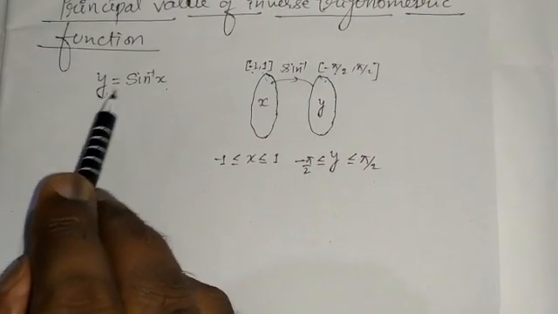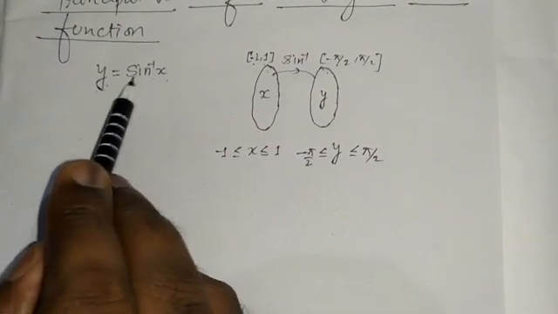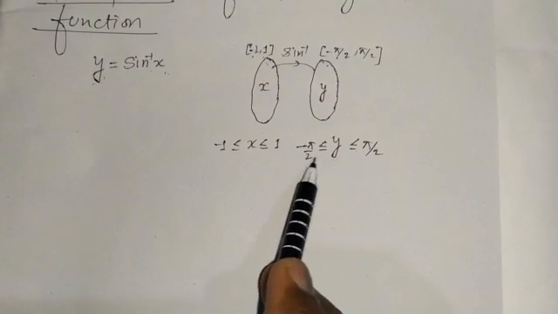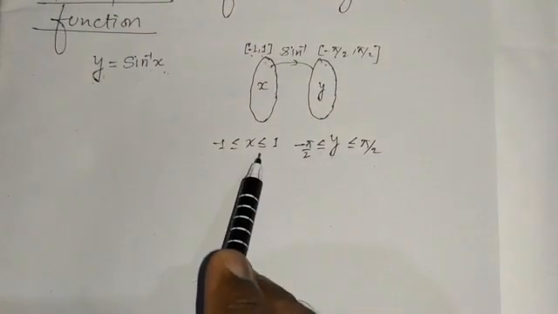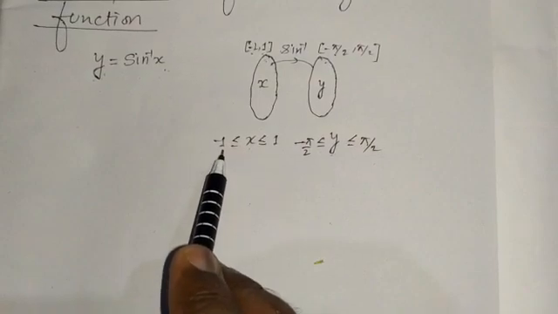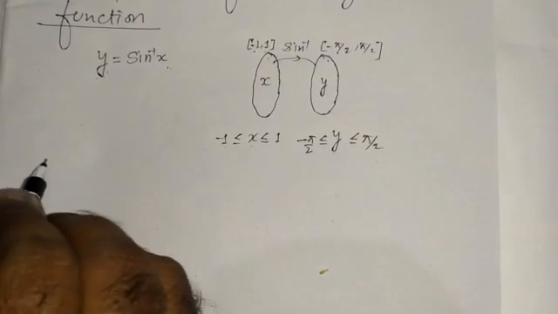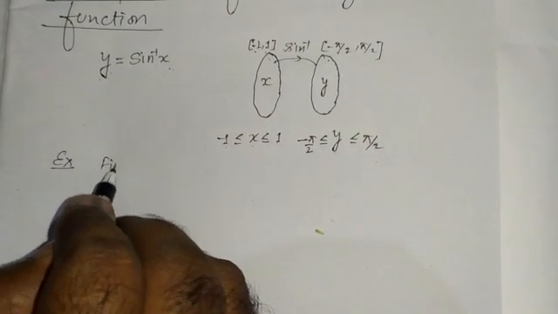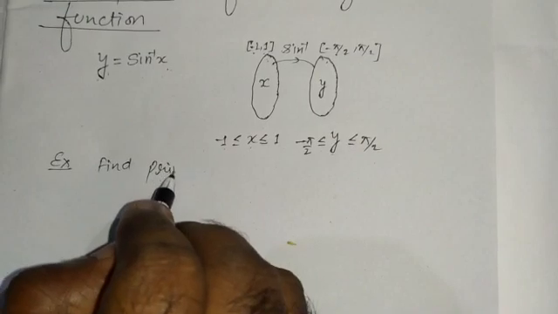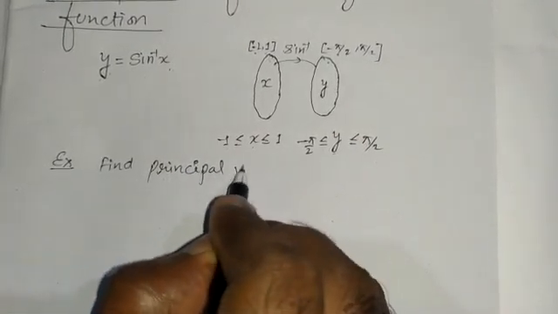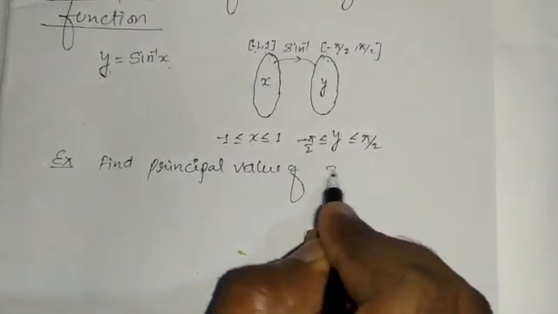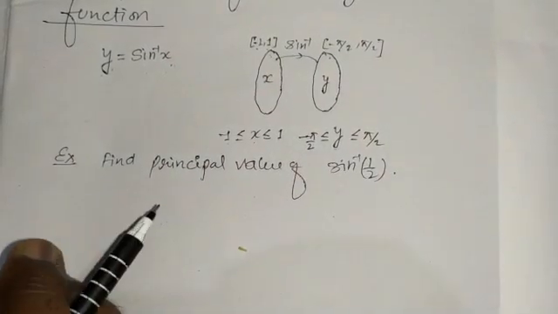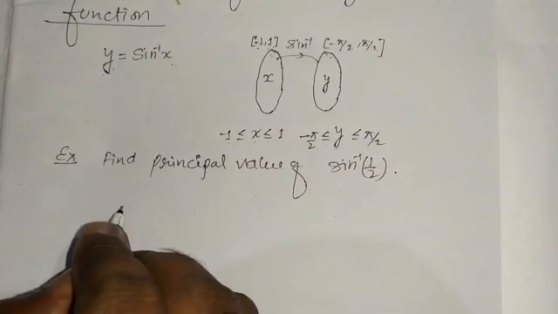So here y equals sine inverse x. For y equals sine inverse x, y will be less than or equal to π/2 and more than or equal to -π/2, and x will always be less than or equal to 1 and more than or equal to -1. For example, how will you find the principal value? Suppose it is given: find the principal value of sine inverse 1 upon 2. How will you find the principal value of sine inverse 1 upon 2?